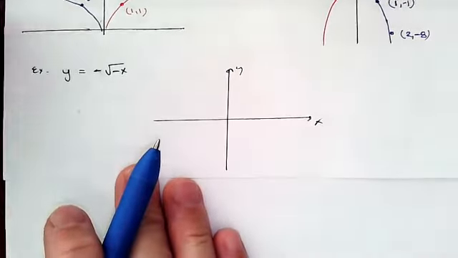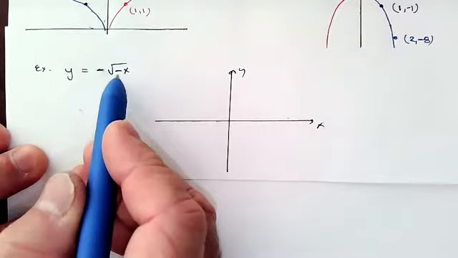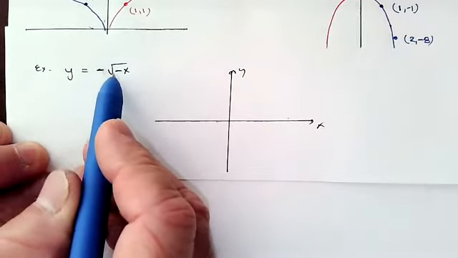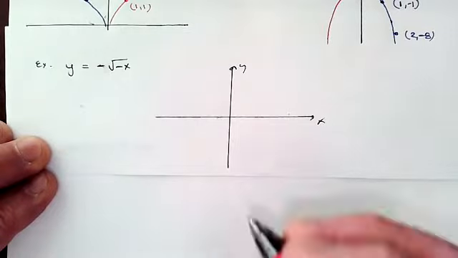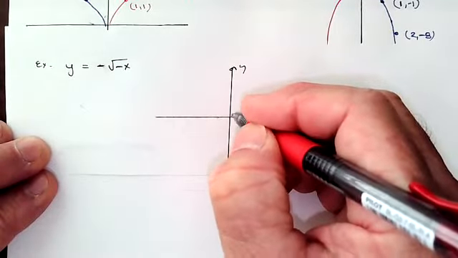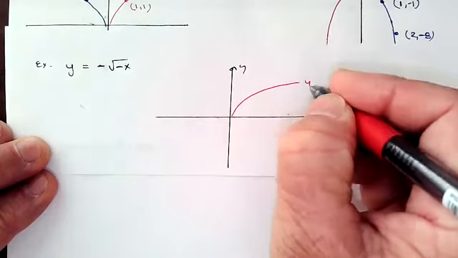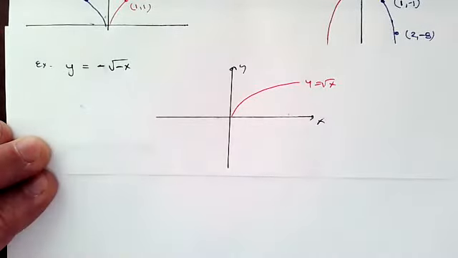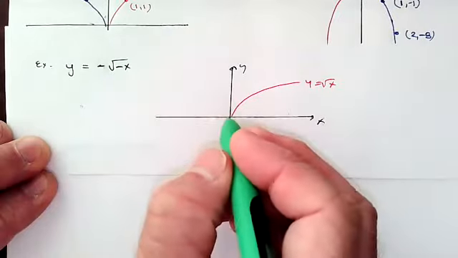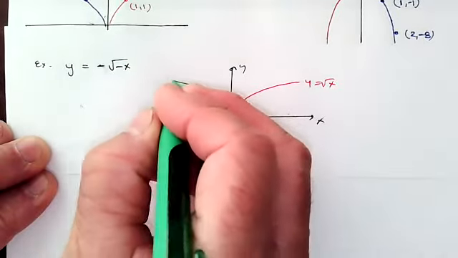Okay, so let's look at another one. Here I have y equals the square root of x, and I have the negative in both spots. So this is just to remind you, you can take a graph and apply both transformations. If this was my original graph of y equals square root of x, this negative is going to reflect it about the y-axis. So that would go like this.